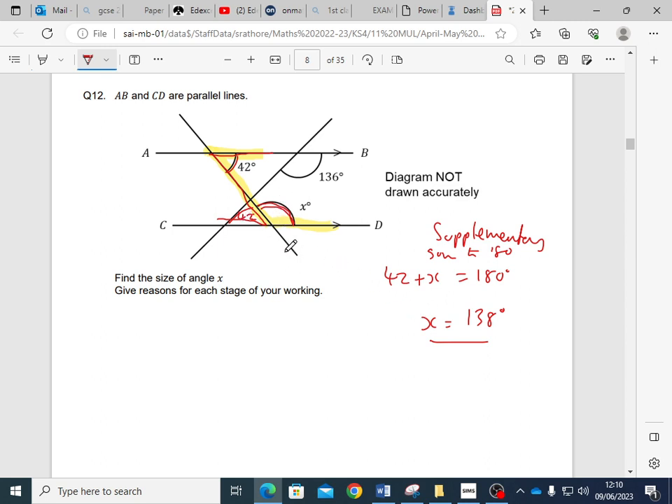There's a couple of ways, you could explain this by a simple explanation, supplementary, or you could say that's alternate to that, and therefore. So there's a couple of ways of doing it. I'll go for the simpler one.